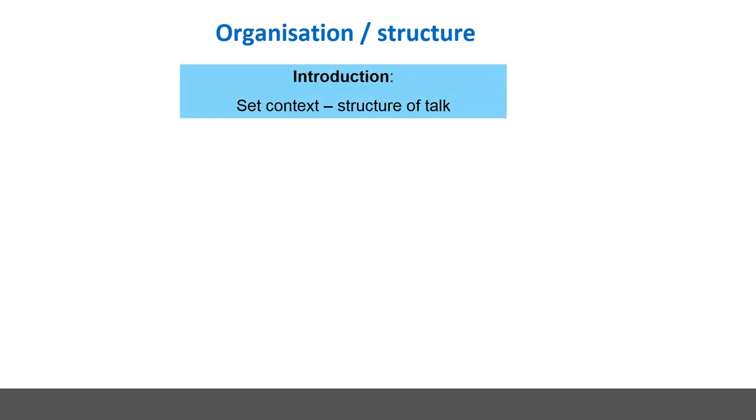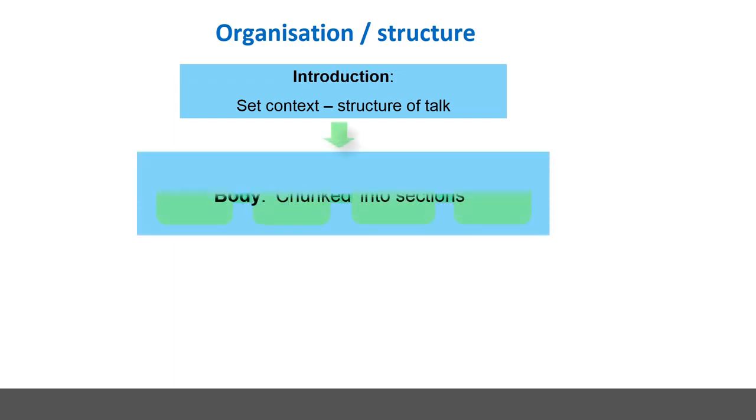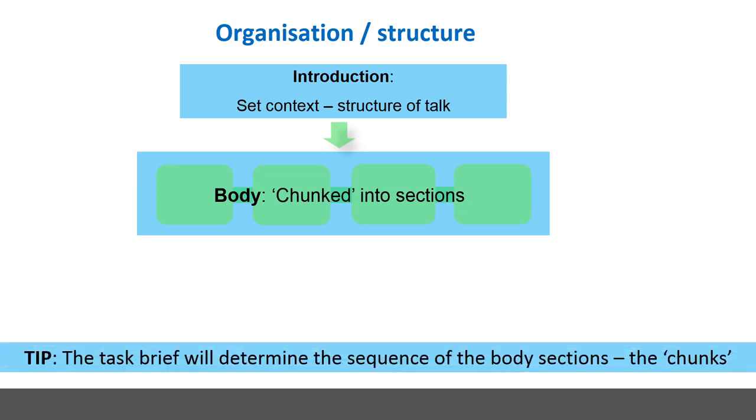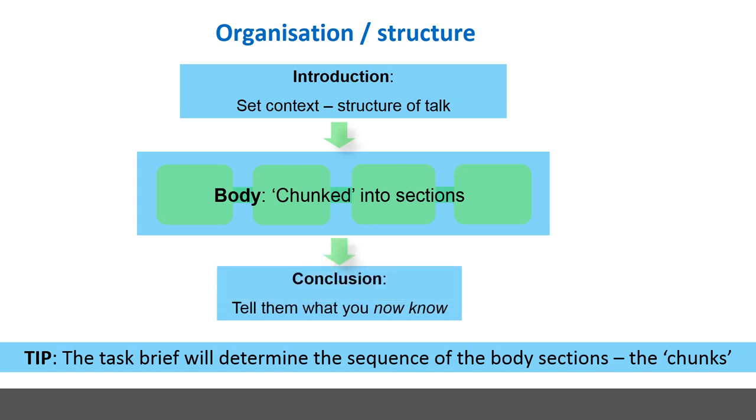In terms of organisation and structure, oral presentations have three parts to them. The first part is the introduction, where you set the context and you give the structure of the talk. The middle part is the body, and the body, importantly, is chunked into sections. The sequence of those chunks will be determined by the task brief. That's why it's important to read it carefully. Next and last is the conclusion, where you tell them what you now know.